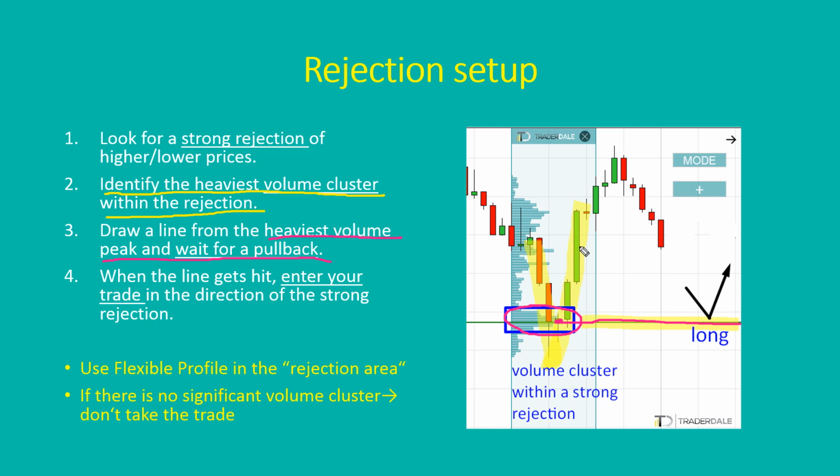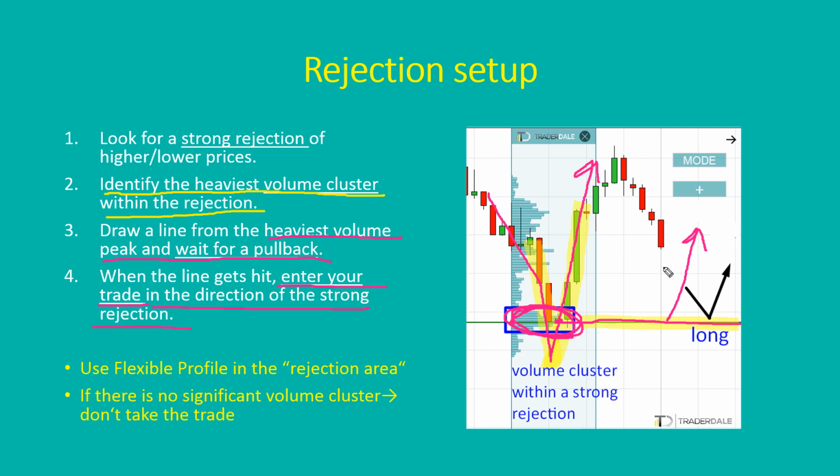And when the price makes it back to the level again, when there is a pullback to the significant volume cluster, you enter your trade, which will be in the direction of the strong rejection. So this is a rejection of lower prices. And for that reason, you'll be entering a long from there. Because strong buyers rejected lower prices, which means that in this place, strong buyers placed a lot of their buying positions, and from there they aggressively started buying.